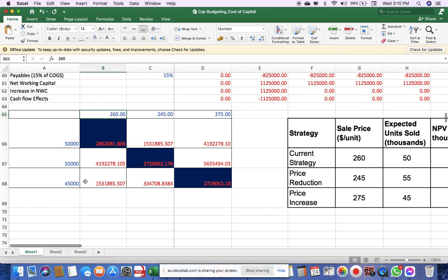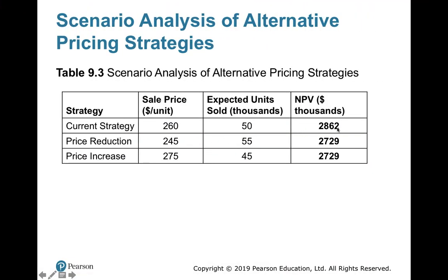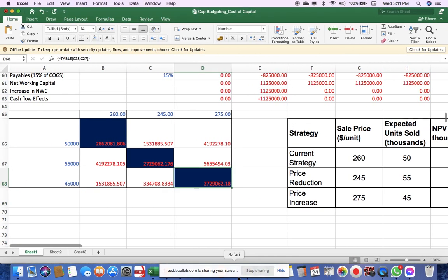At 260 original price, 45,000 units sold, 1.53 million NPV. 245 selling price, 50,000, then 1.53 million NPV. 55,000, 245, 2.72 million. So these are the three answers given in the slide here. You can see the slide: 2.862, 2.729, 2.729. But how many probabilities do we get other than these three? Another 6, because it's a 3 into 3 matrix. So all these things you got.